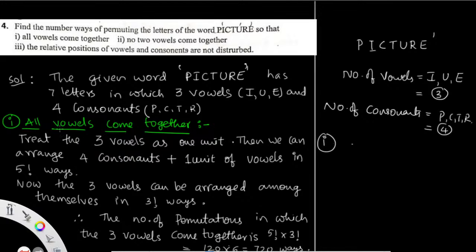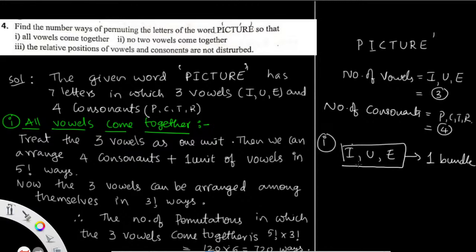In the first question, all vowels come together. Whenever a question says come together, you have to make a bundle or unit. So the vowels should be in the form of one unit. Treat the three vowels I, U, E as one unit, one bundle.